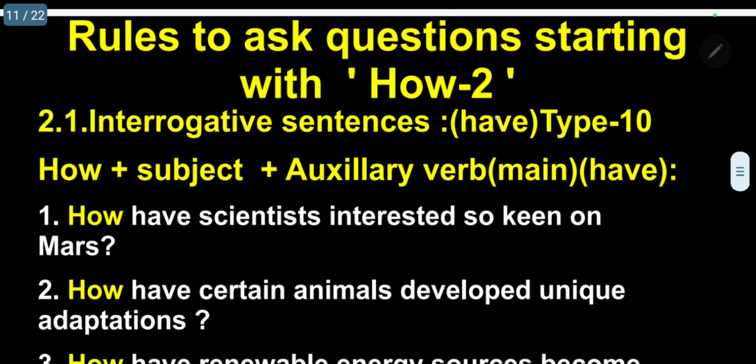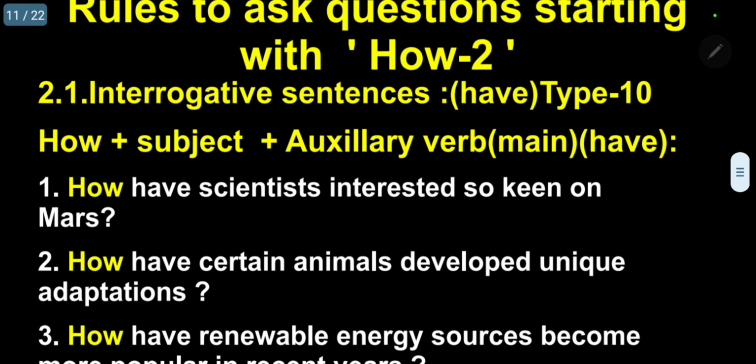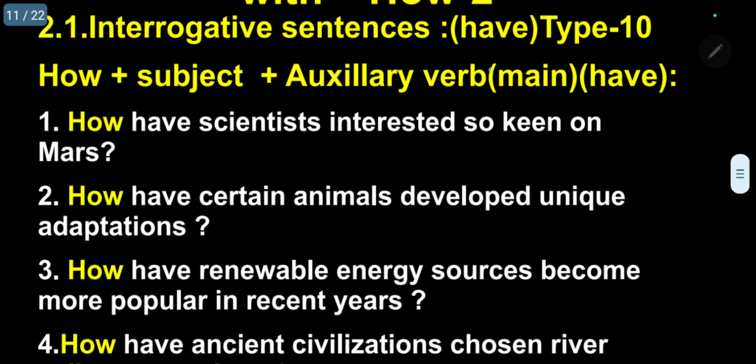So next I will use have. Have, an auxiliary verb, normally comes under has, applicable only for plural nouns, and plural pronouns we can also use. So you should be careful while you are using it.